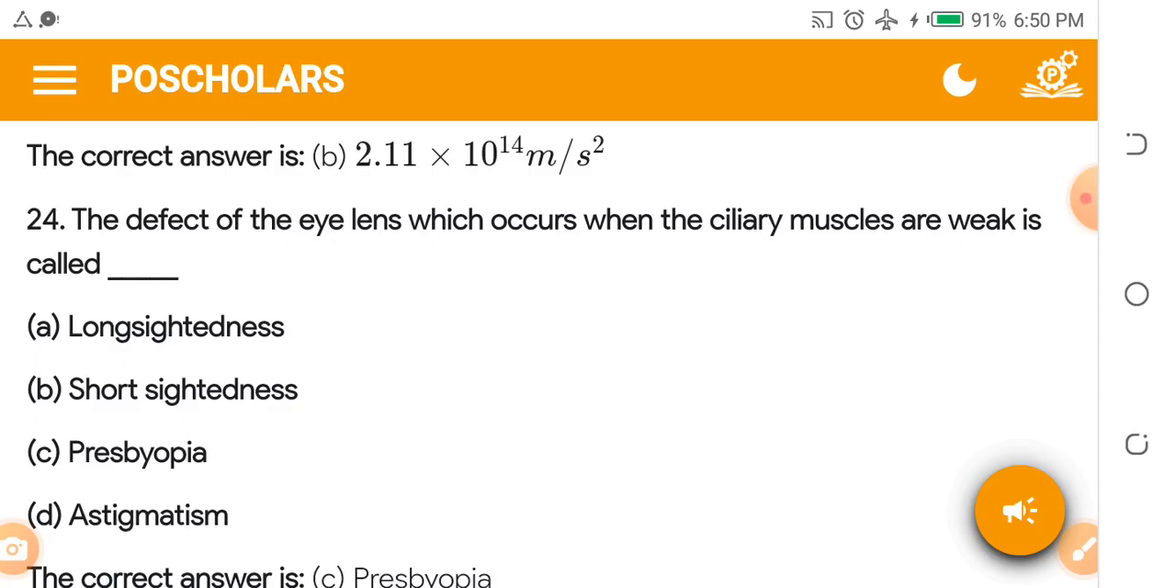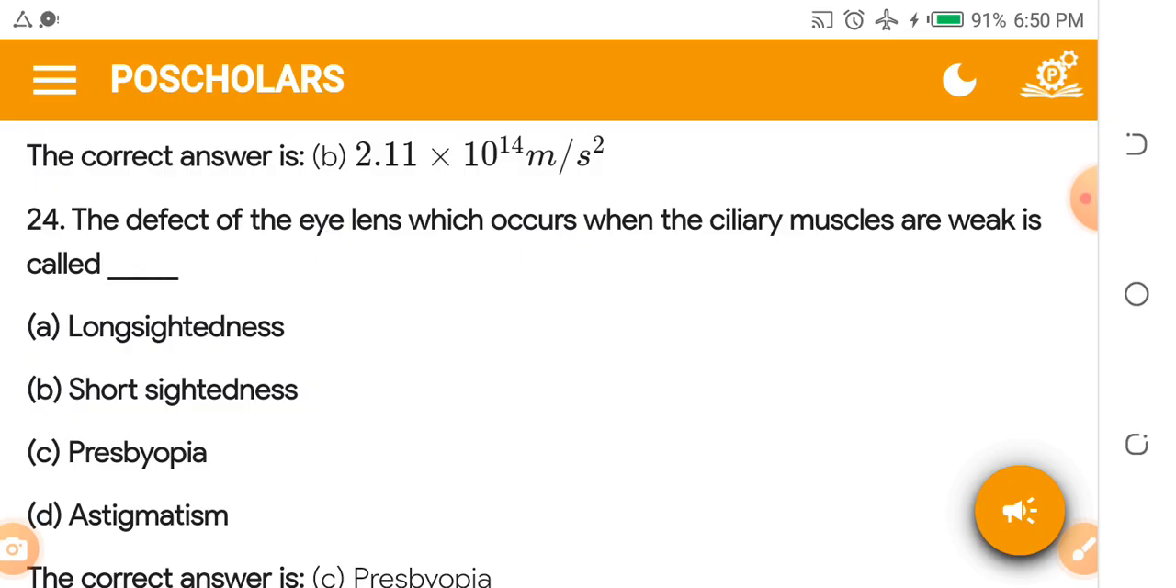Let's look at question 24. The defect of the eye lens, which occurs when the ciliary muscles are weak, is called dash. A, long-sightedness. B, short-sightedness. C, presbyopia. D, astigmatism.